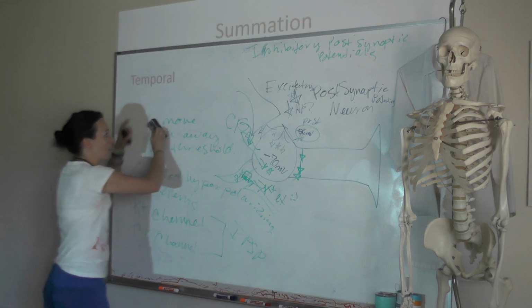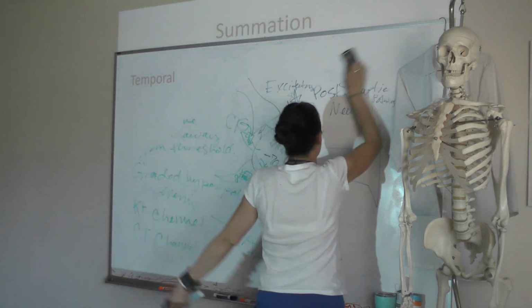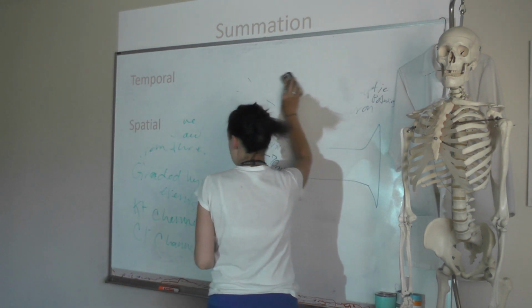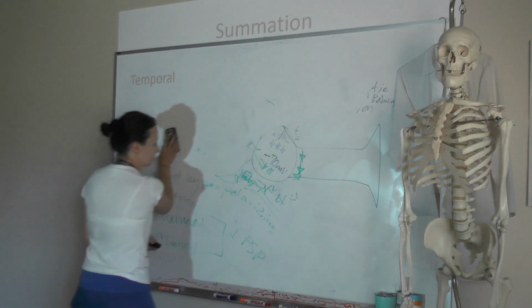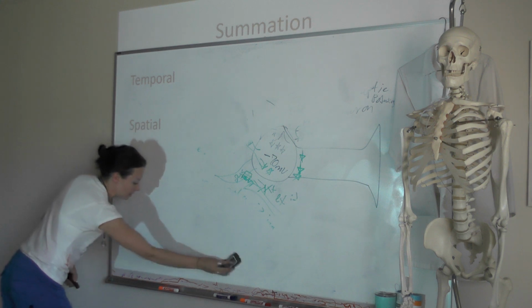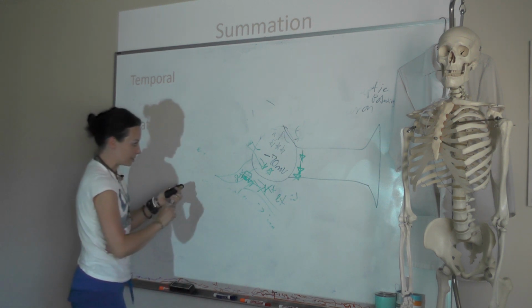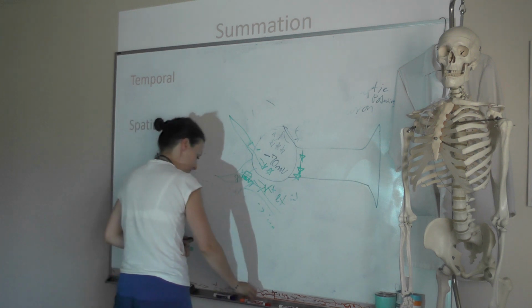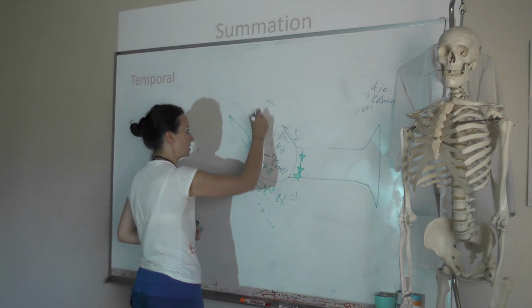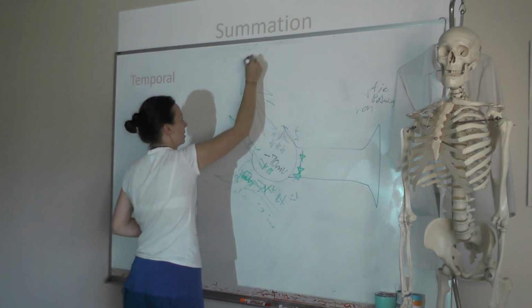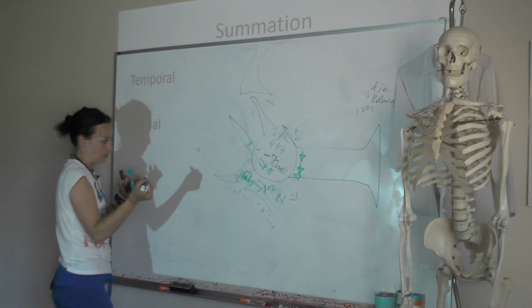So how do we sum? Summation is adding up. We can sum up in time, or we can sum up in space. What does that mean? Let's leave this neuron up. Just for a minute, let's imagine that our light blue synapses here are inhibitory synapses, and our dark blue synapses here are excitatory synapses.